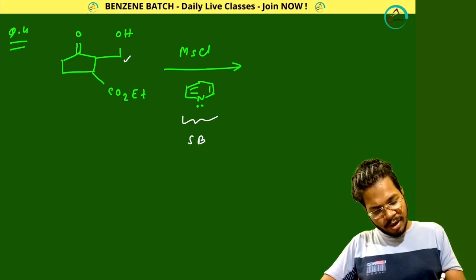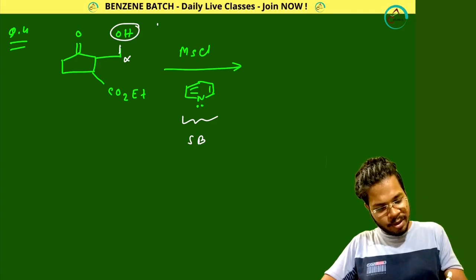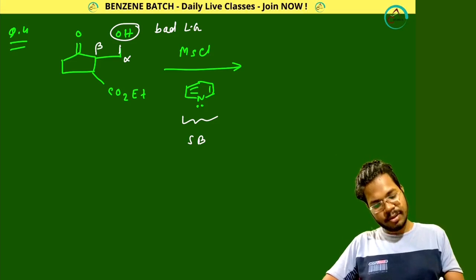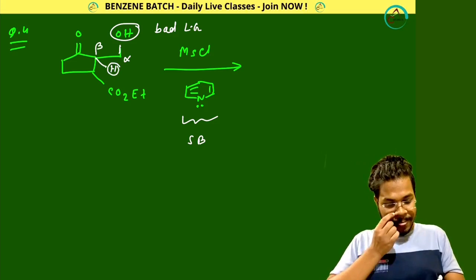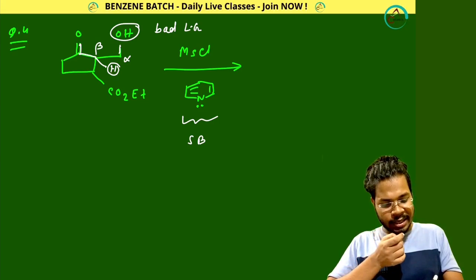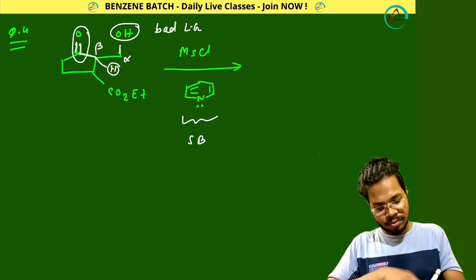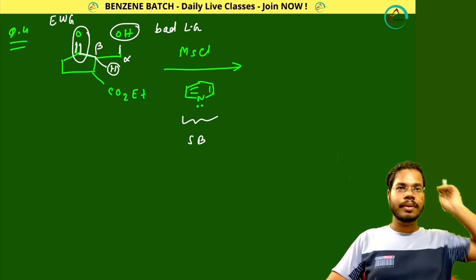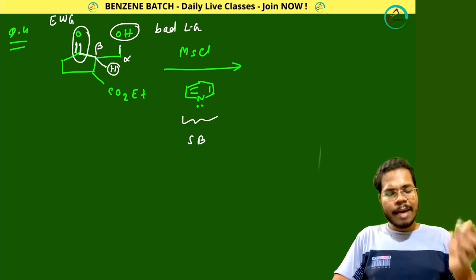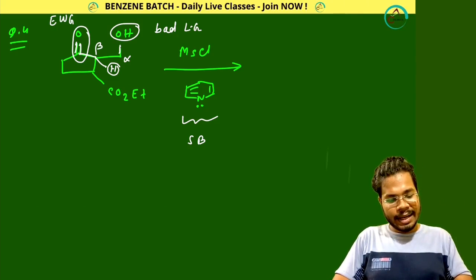So this is your alpha carbon, this is your bad leaving group, this is your beta carbon. The beta carbon does have one hydrogen, and with this beta carbon you have this electron withdrawing group attached. So the same thing will happen over here also. You are getting this bad leaving group. So again you are adding MsCl.